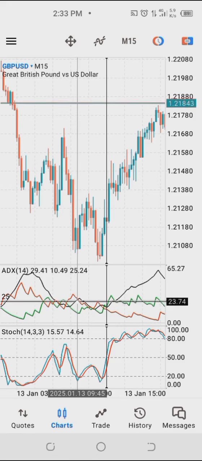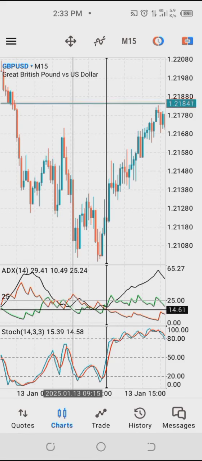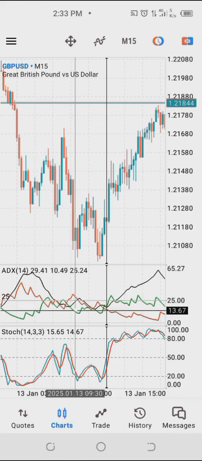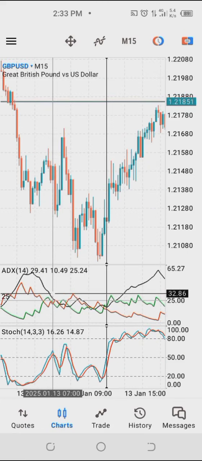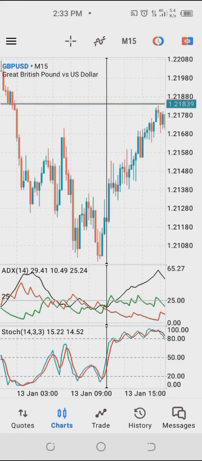Then number two, the ADX must have crossed over. That is, because I'm looking for a buy signal, the green ADX must have crossed from below going up the red ADX line. Okay, so that shows me that yes, it is time to dive into the trade confidently.